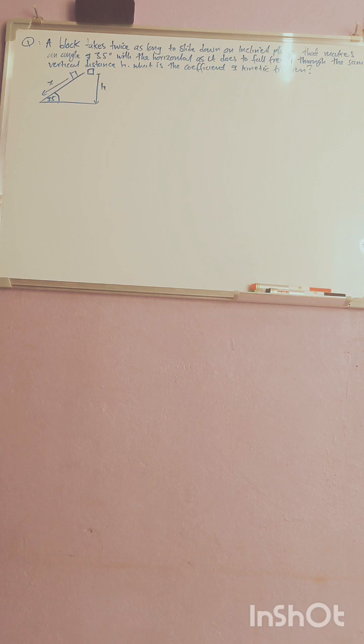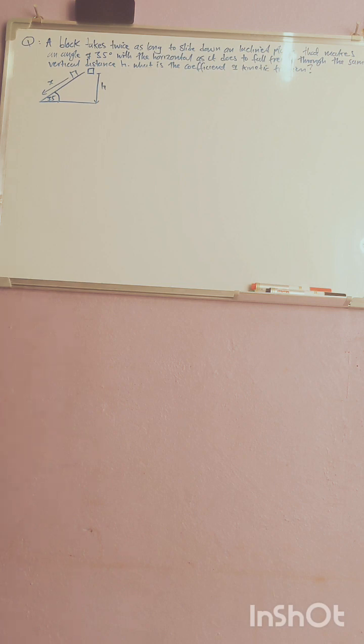And today's problem reads: a block takes twice as long to slide down an inclined plane that makes an angle of 35 degrees with the horizontal as it does to fall freely through the same vertical distance h. What is the coefficient of kinetic friction?